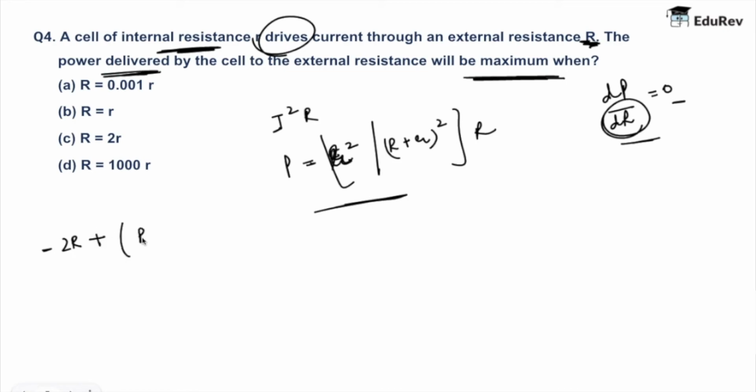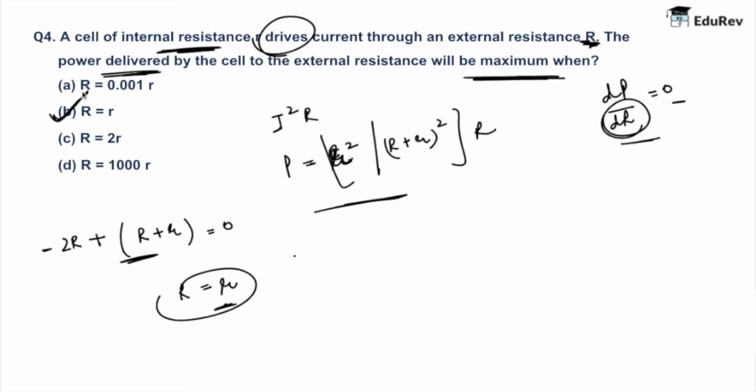minus 2R plus (R plus r), which is equal to 0. And when I solve it, capital R actually equals small r. Okay, how did this come out? It's simple. Minus 2R plus R is going to be minus R. Correct. Minus 2R plus R is going to be minus R, and then the negative of R plus r is going to be 0. And then this equation gives me that capital R is equal to small r. So that is going to be my answer.